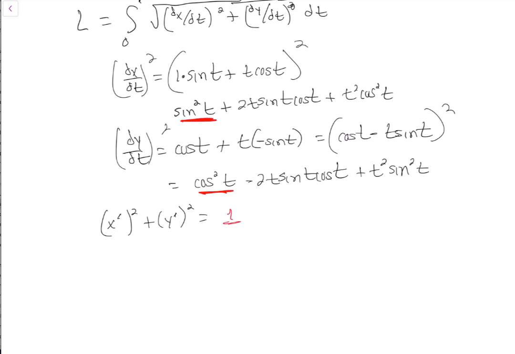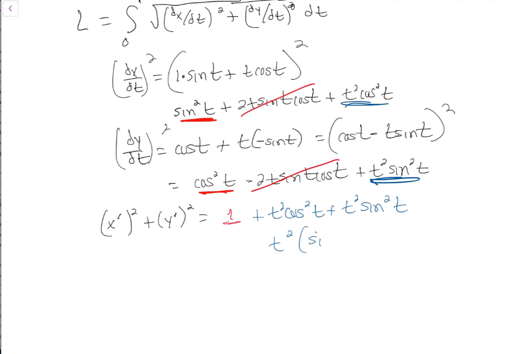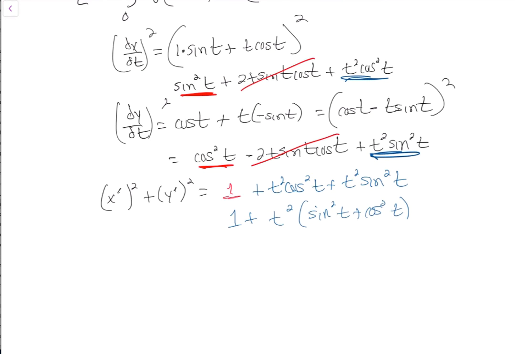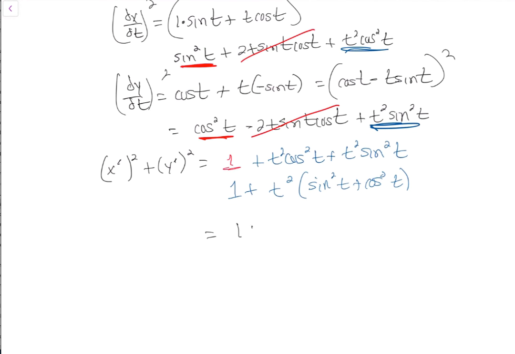I am going to have 2t sine t cosine t minus 2t sine t cosine t. And then I'm going to get t squared cosine squared plus t squared sine squared. Now the cool thing about that is the t squared is going to factor out. I'm going to get sine squared plus cosine squared there, I have my 1. So all of this becomes 1 plus t squared.